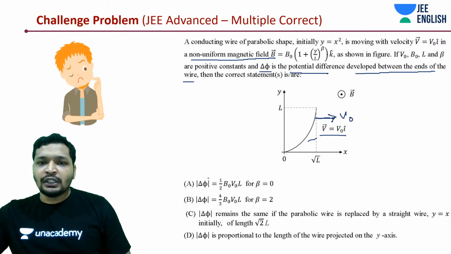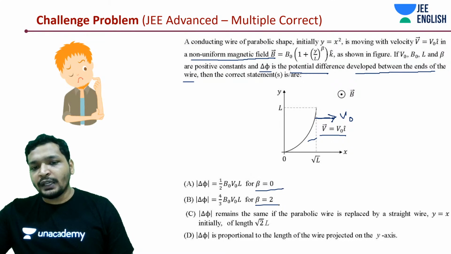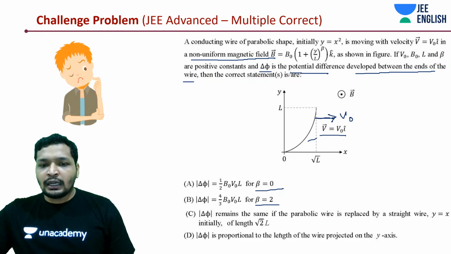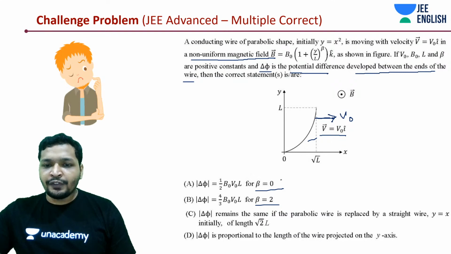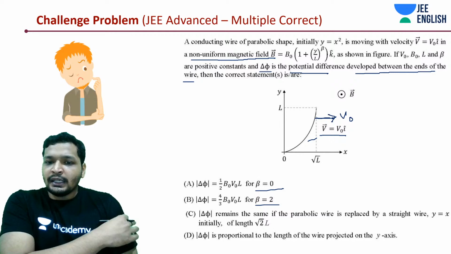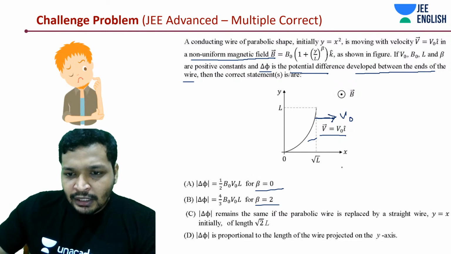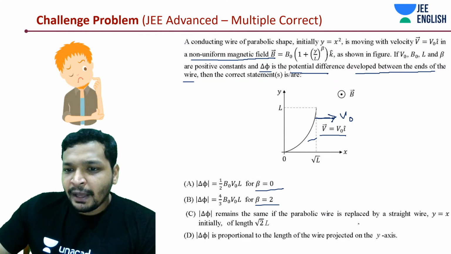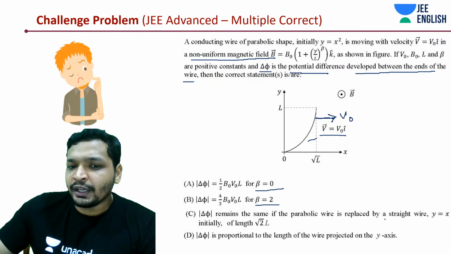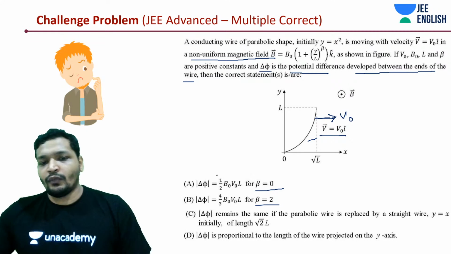So basically they're asking you to calculate delta phi for different beta: beta is equal to 0, beta is equal to 2, and there are a couple of other questions as well. For the first two options, we need to find the potential difference. We are going to move by the Lorentz force method. Before that, let's look at option C: delta phi remains the same if the parabolic wire is replaced by a straight wire y is equal to x initially of length root 2L.